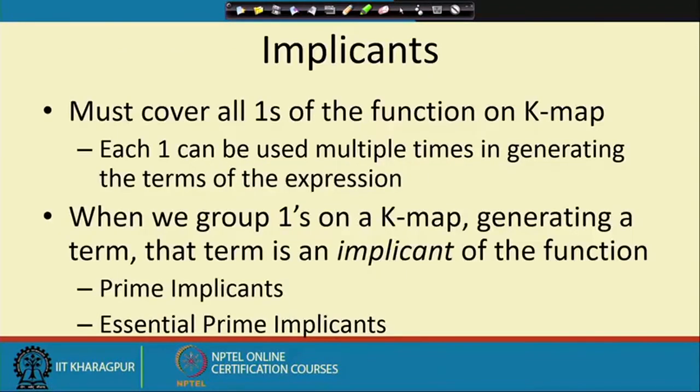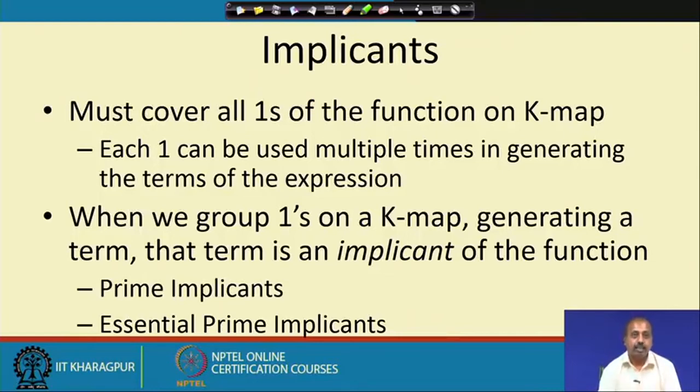So, another view of K map, we can view this K map as a collection of implicants. Whenever we are doing this Karnaugh map covering, we must cover all ones of the function on the Karnaugh map. While doing the minimization or writing down the corresponding Boolean expression, you cannot say that some of the ones will remain uncovered. Okay, I cannot take the terms such that some of the ones are uncovered. So each one can be used multiple times in generating the terms of the expression.